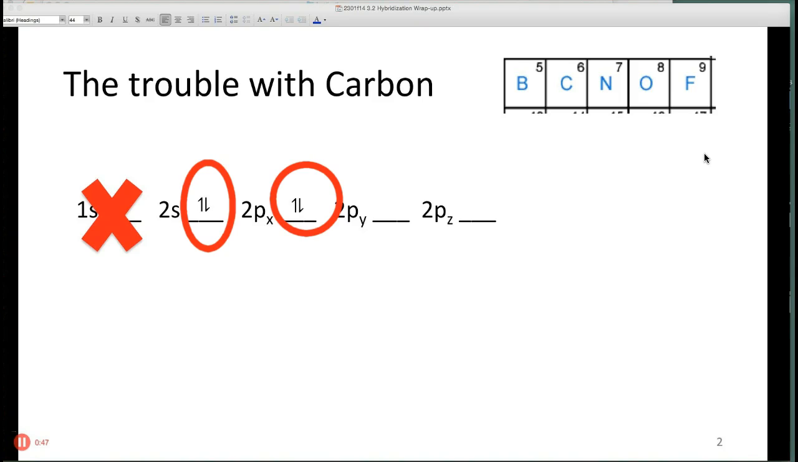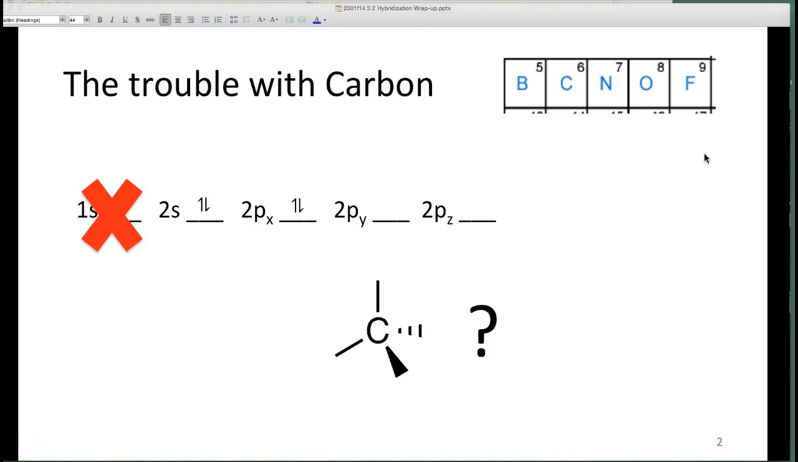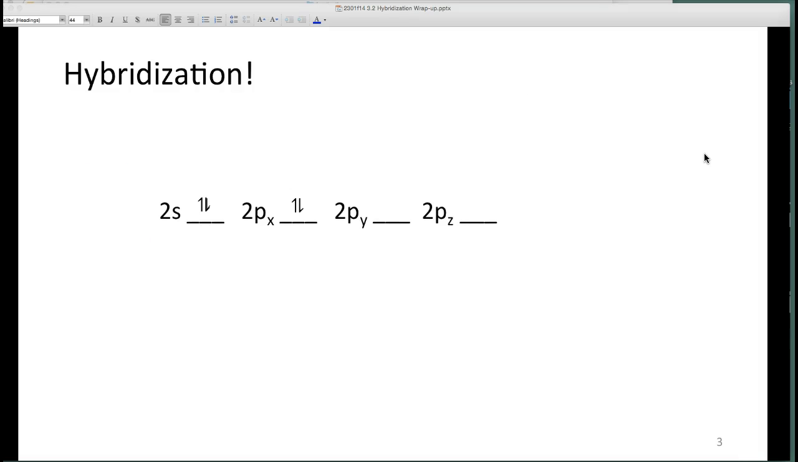It doesn't make any sense. We know from experimental data that carbon bonds with 4 other atoms, either 4 single bonds or a double bond and 2 single bonds. It's supposed to have 4 bonds. It doesn't match this ground state electronic configuration, so we have to come up with an explanation, and the explanation is hybridization.